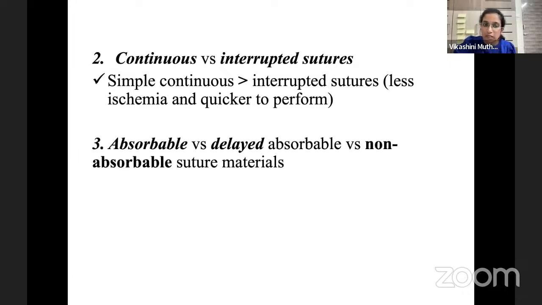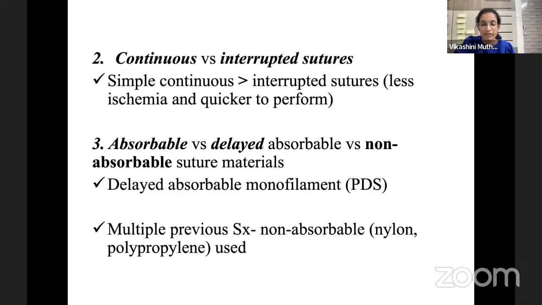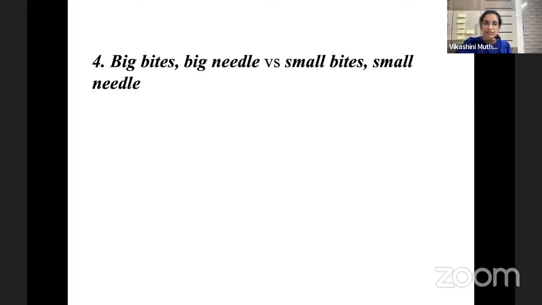And absorbable versus delayed absorbable versus non-absorbable sutures. Using all this, it's preferable to use delayed absorbable monofilament, which is PDS. But in a patient who has undergone multiple previous surgeries, it is wise to use a non-absorbable suture like nylon or polypropylene. And the next comparison is between big bite, big needle versus small bite, small needle.